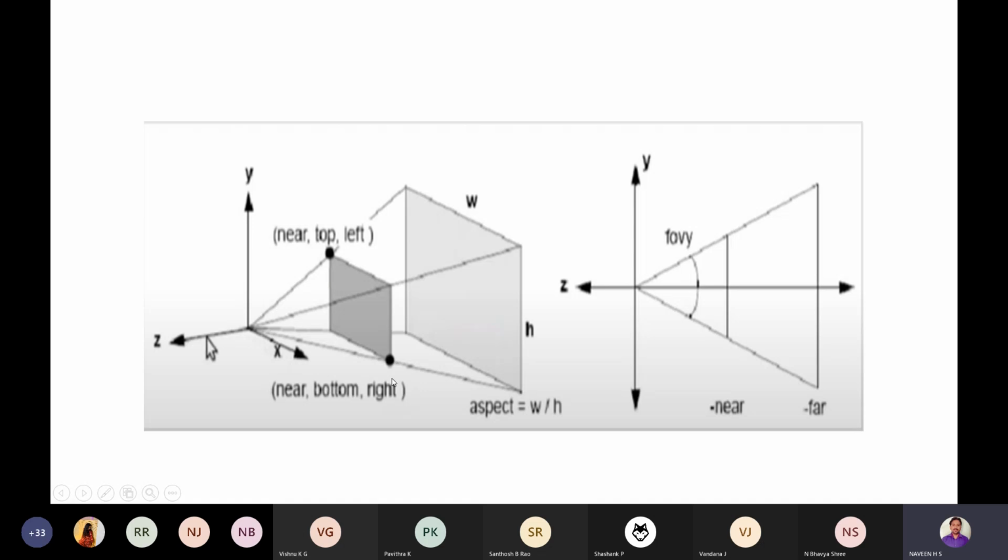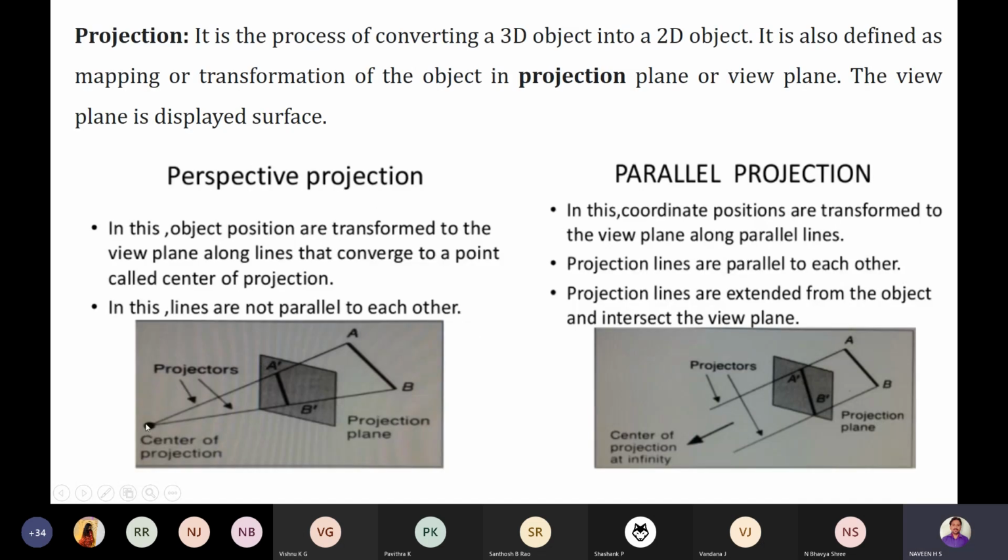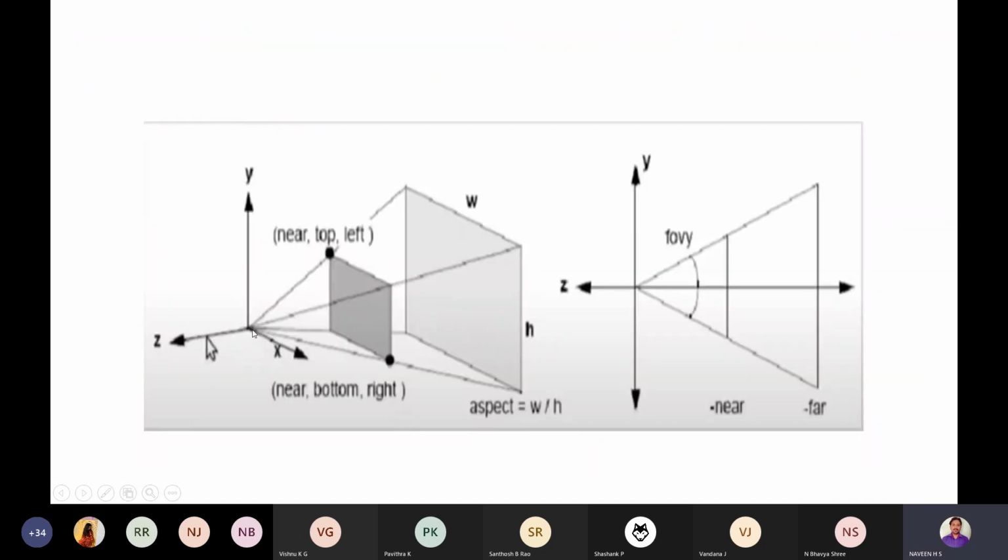You can mention these points with the coordinate system X, Y, Z axes like this. In order to find these two points, this will be near, bottom, right, and this point will be near, top, left. These are diagonal vertices. And these are the projection lines, whatever we have discussed. In the previous case we have seen, right? These will meet at the origin. Here the center of projection, COP, will be at the origin.